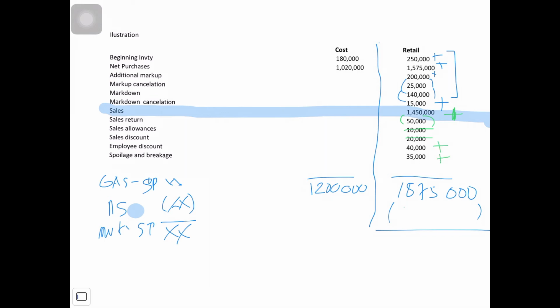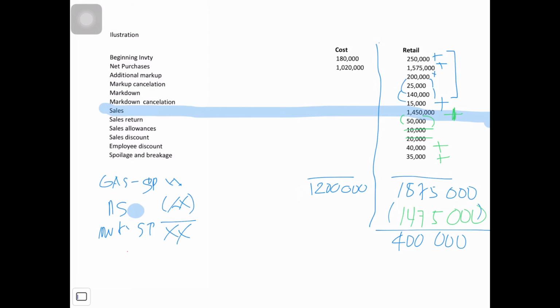Spoilage and breakage is added. So, how much is it all together? 1,450 minus 50 plus 40 plus 35. So, we have 1,475,000. How much is our net inventory at selling price? 400,000. That is our inventory at selling price. How do we transform that into inventory at cost, guys? It would be times cost ratio. And that cost ratio is the difference among the three approaches.